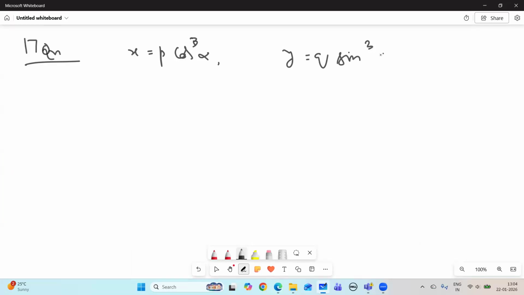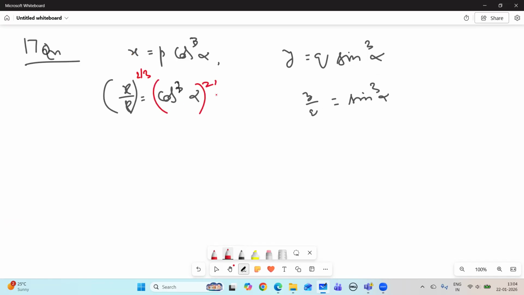Question number 17. X is equal to P cos cube alpha and y is equal to Q sine cube alpha. Okay, then X by P is cos cube alpha and y by q is sine cube alpha. Right? Then x by p whole power 2/3 becomes this part 2/3. Right? 3 cancels with 3, so it is cos square alpha.